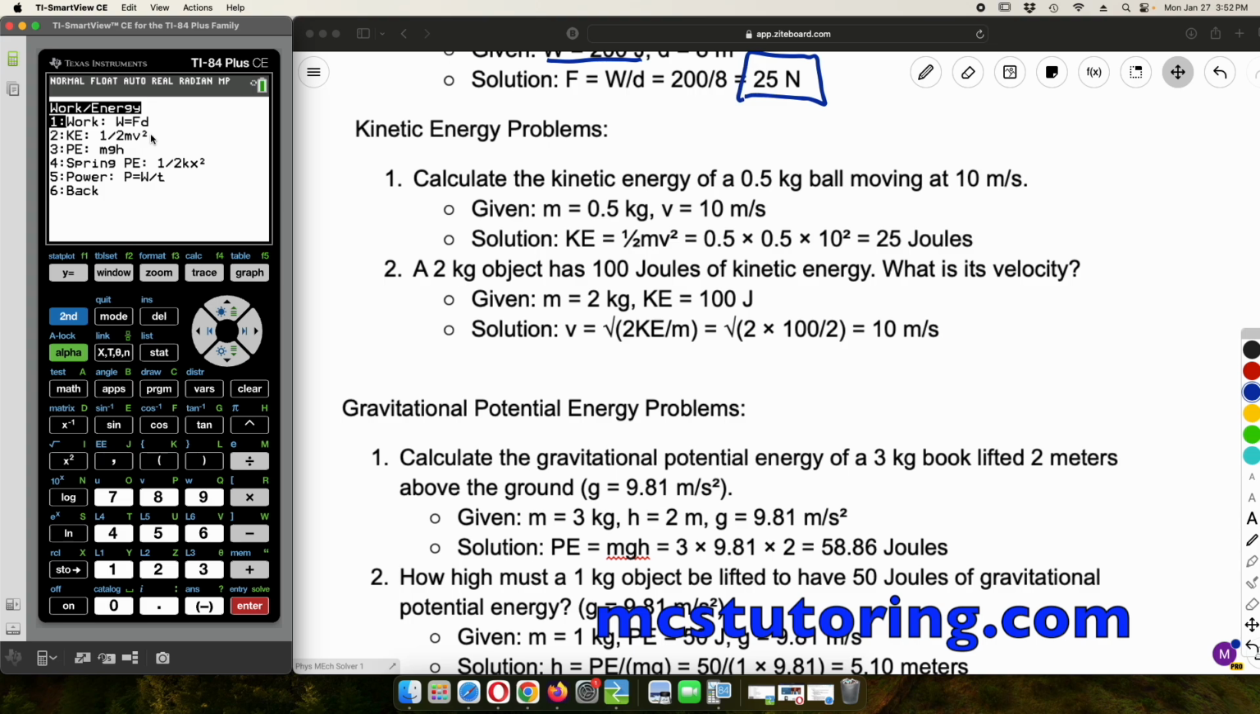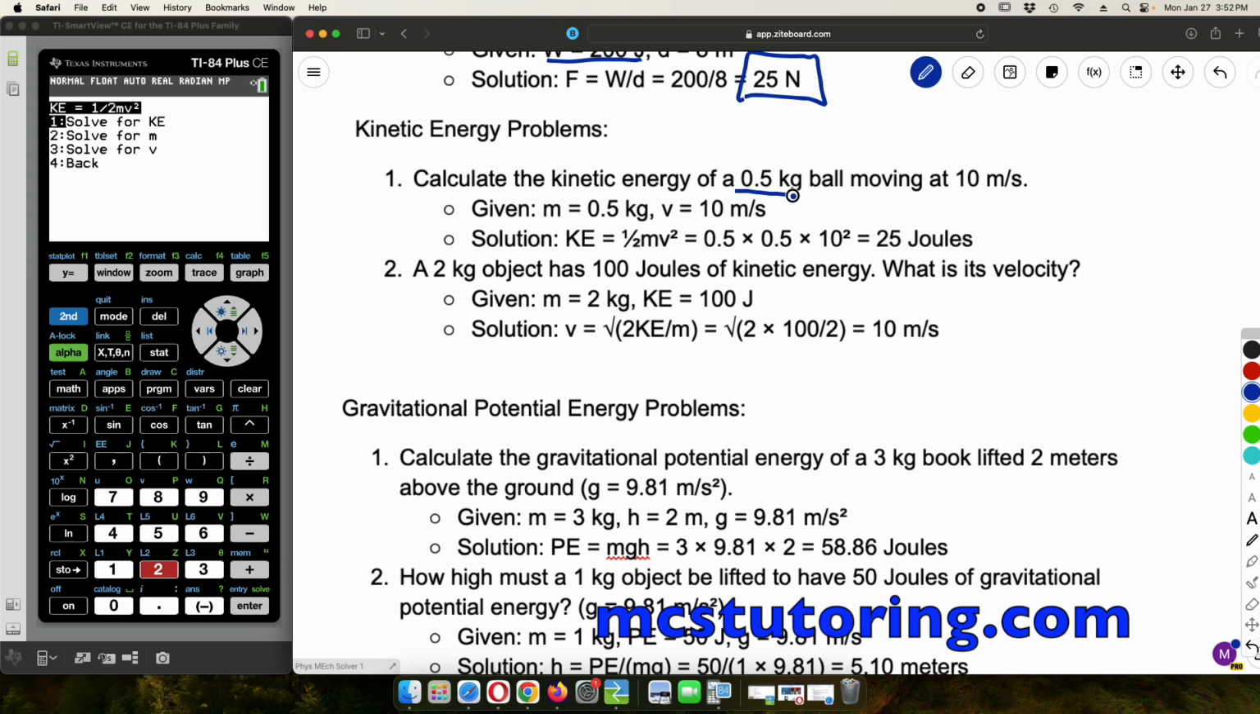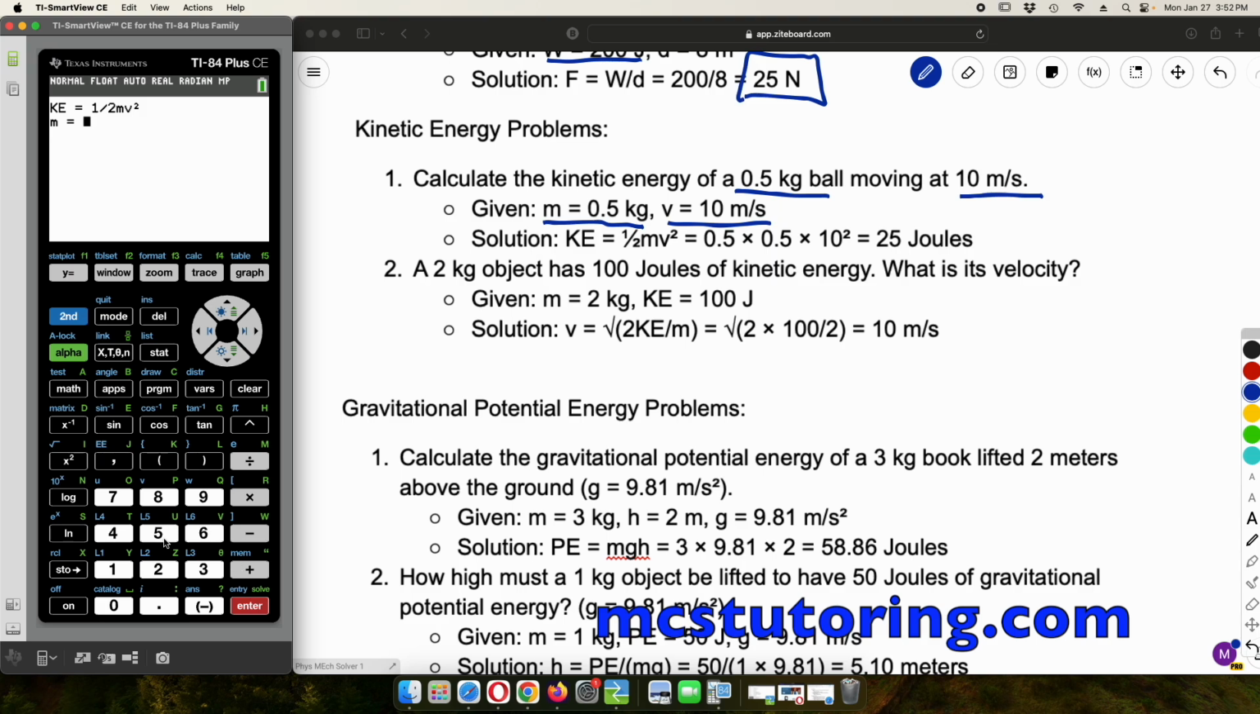We're at kinetic energy problems now, so that's going to be the second equation: KE equals 1/2 mv squared. Let's see what we're going to try to solve in this first one. It says calculate the kinetic energy of a 0.5 kilogram ball, so the mass is 0.5 kg, moving at 10 meters per second, so the velocity is 10 meters per second. We're trying to solve for KE, kinetic energy. And what's the mass? It's 0.5. And velocity is 10. That's great.